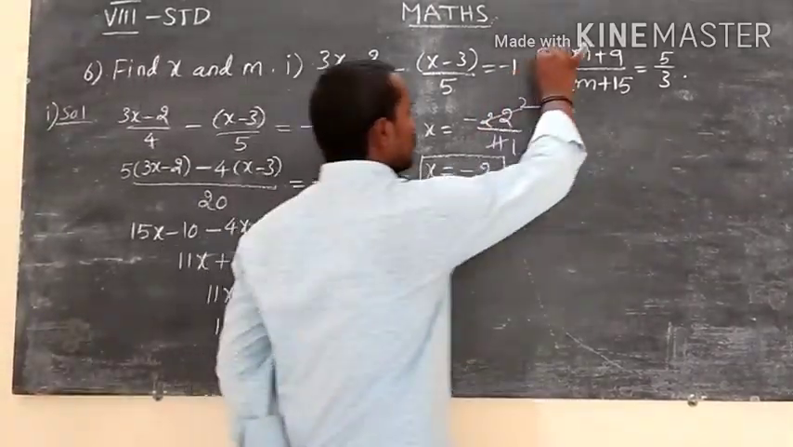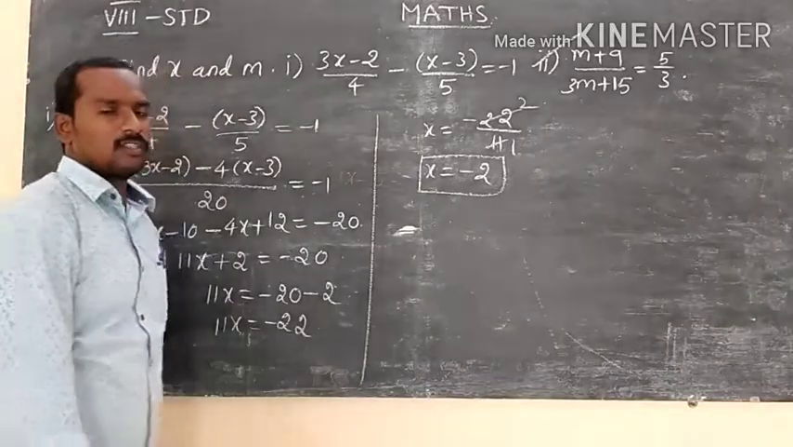In this slide, you do the second question. This is your homework. Okay, using the cross multiplication.